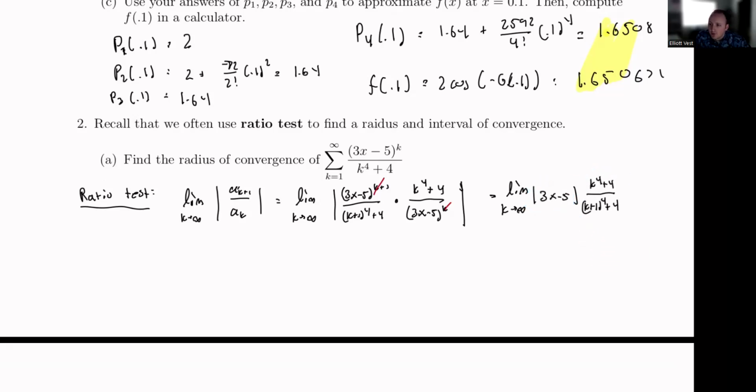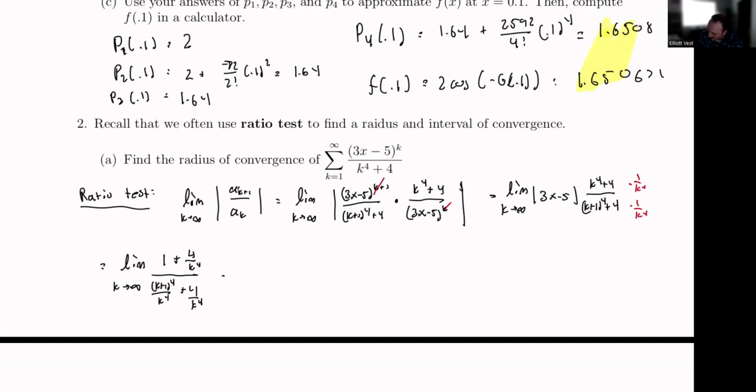There's lots of ways we can simplify this, right? If we did FOIL all this out, we would have a k to the fourth in the denominator. We leave this as is, we have k to the fourth in the numerator. So the leading terms are k to the fourths. So let's multiply by 1 over k to the fourth. What do I get here? I get the limit as k approaches infinity of 1 plus 4 over k to the fourth in the numerator. In the denominator, I'm going to have (k plus 1) to the fourth over k to the fourth plus 4 over k to the fourth.